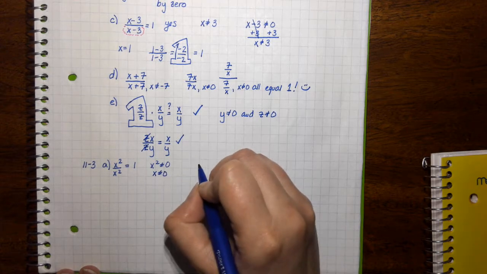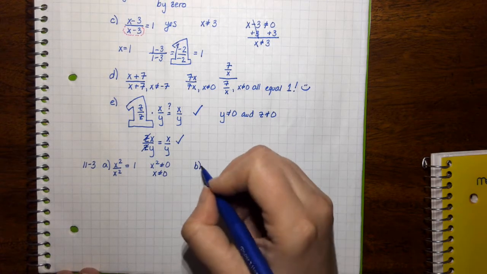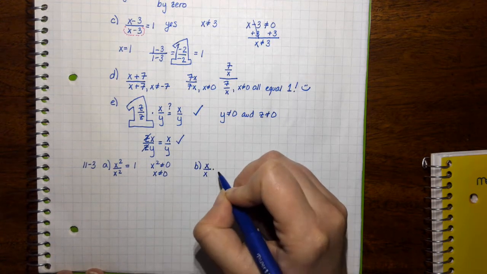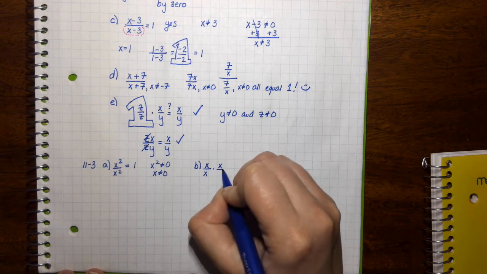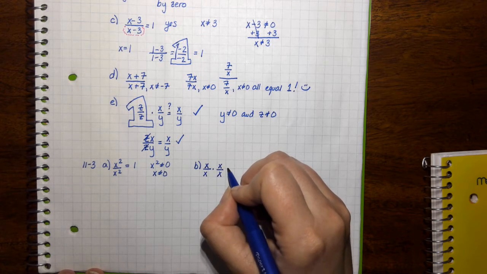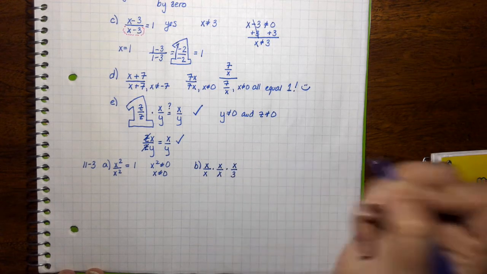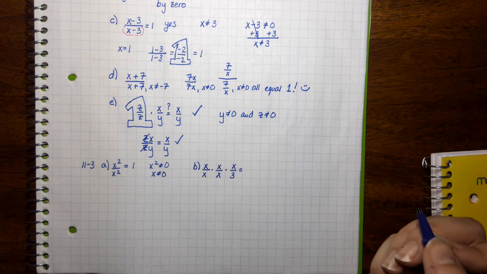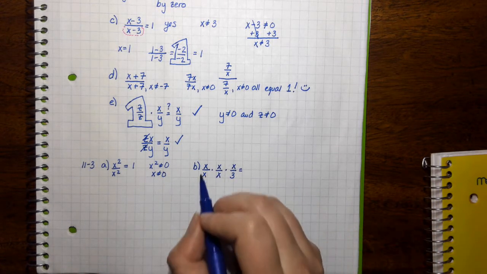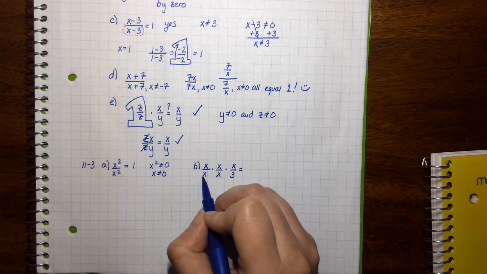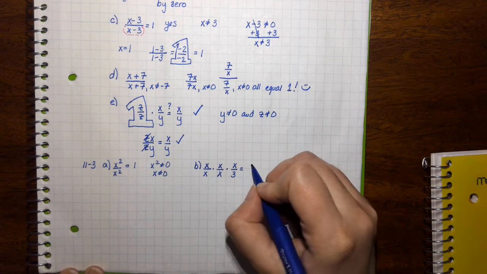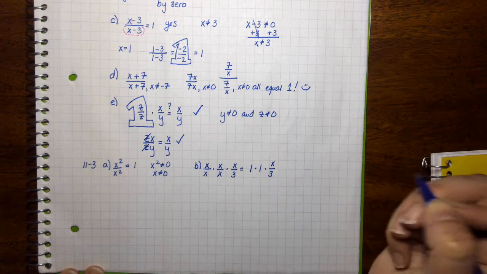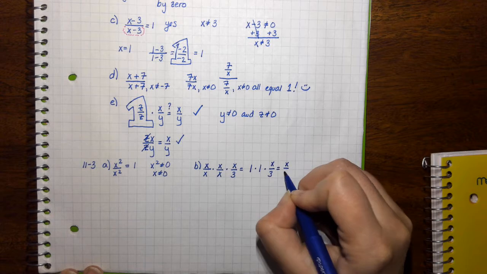Okay, B. x over x times x over x times x over 3. There's a few ways to do this problem. Hopefully you guys can tell that is 1 and that is 1, so I have 1 times x over 3, which is x over 3.